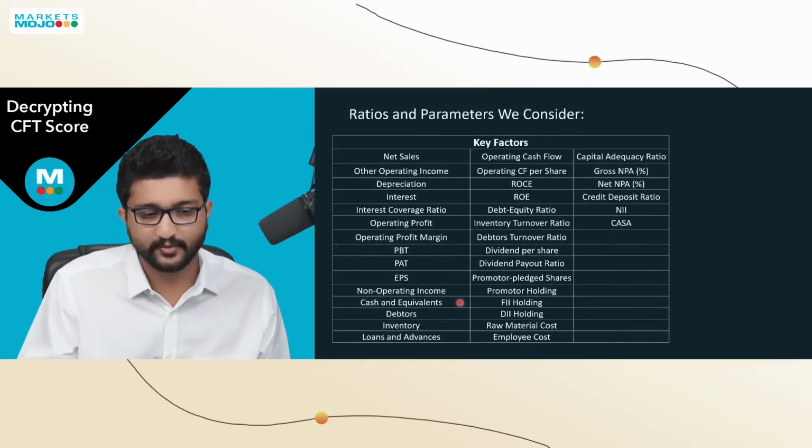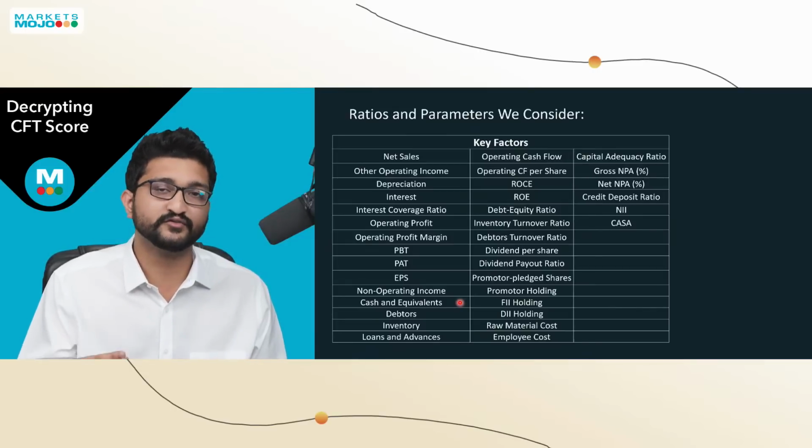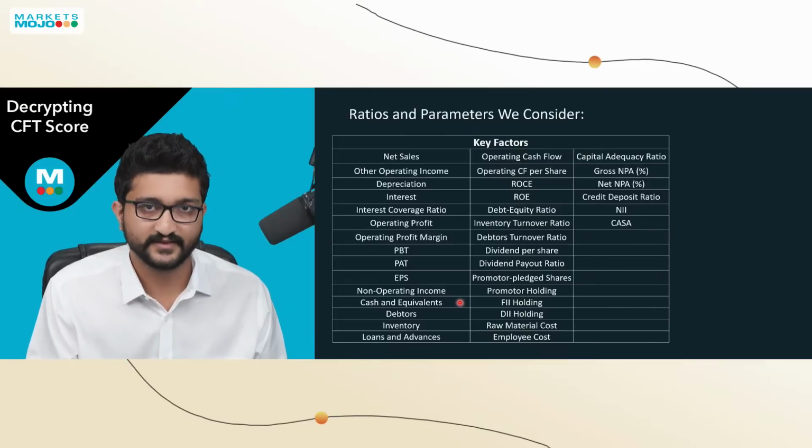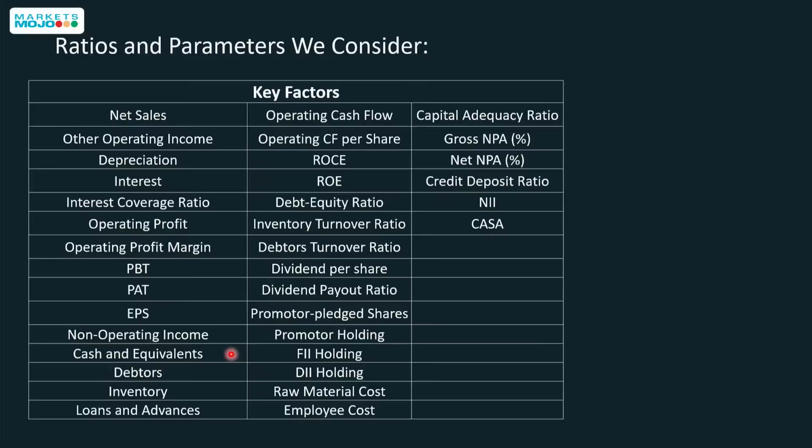And finally, these are some of the ratios and parameters we consider when we look at these 5 financial statements. Around 36 key factors over here.